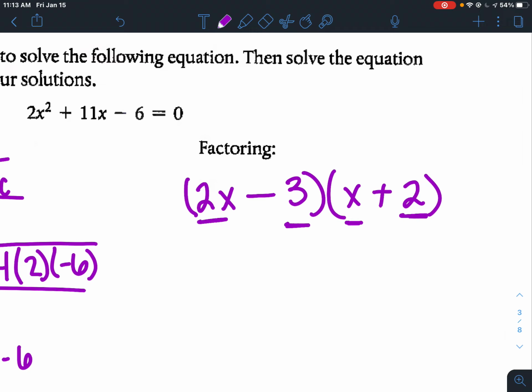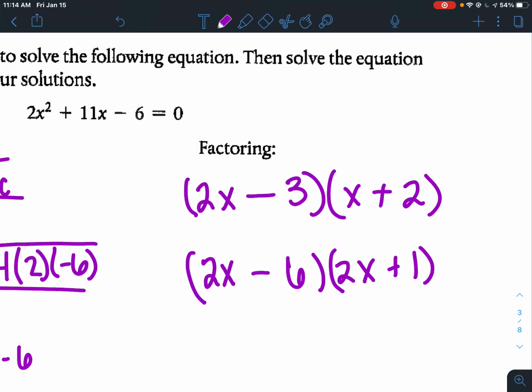Does that equal 11? Well, 2 times 2 is 4. -3, 4 and -3 do not equal 11. So that one's not going to work. Okay, let's try another combination. Okay, let's do 6 and 1.